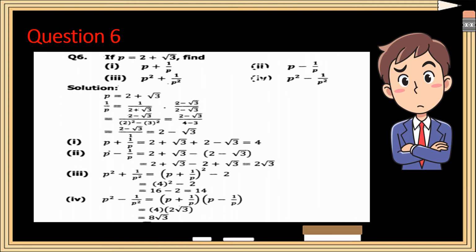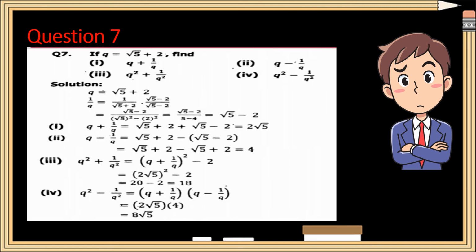Now in the third part, you have p square plus 1 over p square. It will be calculated as p plus 1 over p whole square minus 2. So you are basically using the formula of a plus b whole square. Now replace the values. P plus 1 over p is written as 4, minus 2. So 4 square will give you 16 minus 2. 16 minus 2 is 14. Similarly, the fourth part can be calculated.